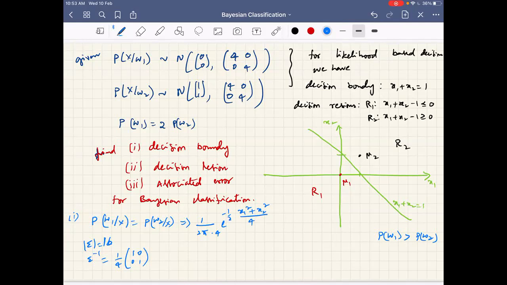Is equal to 2 times P of omega 2, which is P of omega 1, is equal to 1 by 2 pi into 4, exactly the same covariance matrix, x1 minus 1, x2 minus 1 whole square by 4 into P of omega 2. What are this x1, x2 I am writing here? Features. They are features. Very good.